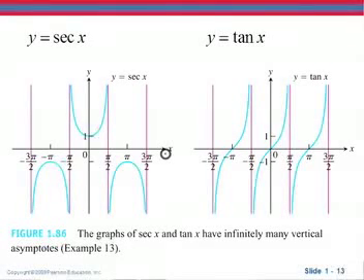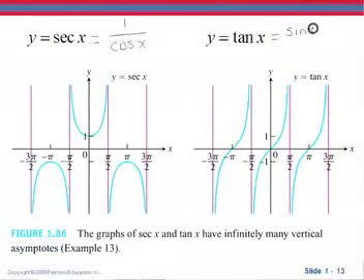Some other graphs that you need to remember that have asymptotes, a couple of graphs from trigonometry, are the graphs of y equals secant x and y equals tangent x. Now these are not the only two. y equals cosecant x and y equals cotangent x also have infinitely many vertical asymptotes. Remember, the reason is that secant x is actually 1 divided by cosine x. So everywhere that cosine x is 0, you will have a vertical asymptote. Tangent x is actually sine x divided by cosine x. So again, everywhere that cosine x is 0, you will have a vertical asymptote.